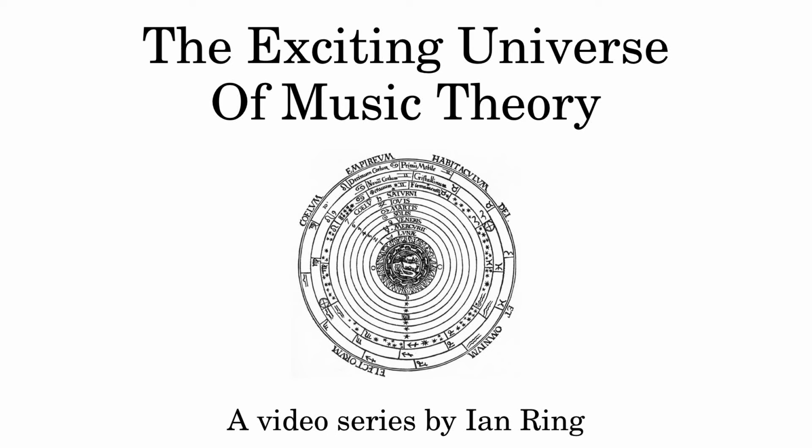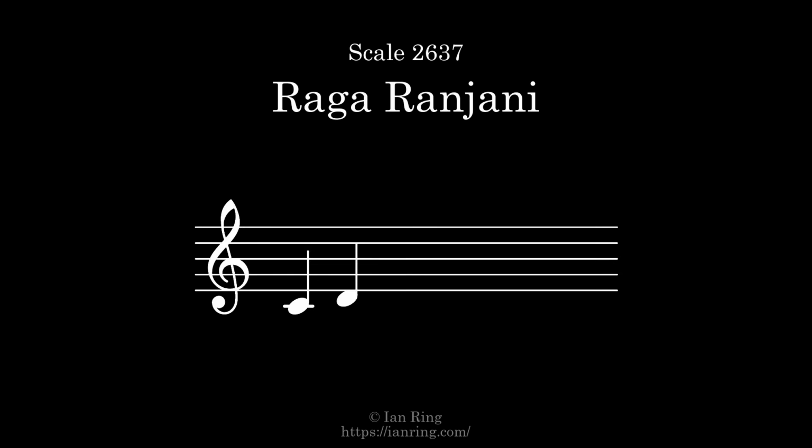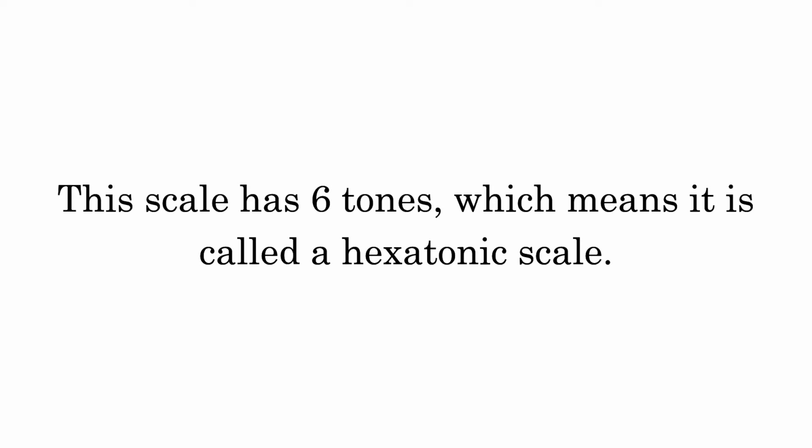Welcome to the exciting universe of music theory. Are you ready to learn? Then let's begin. Today we will talk about Scale 2637, Raga Ranjani, which sounds like this. This scale has 6 tones, which means it is called a hexatonic scale.